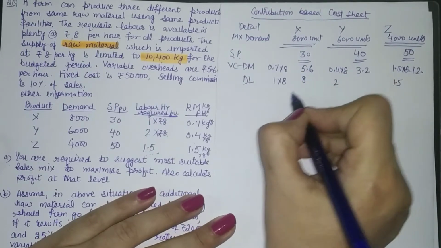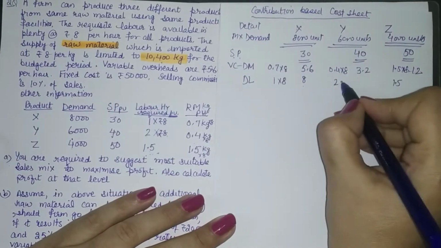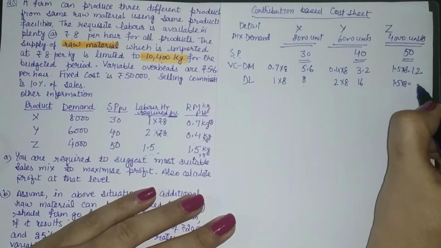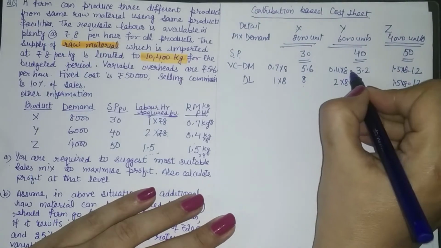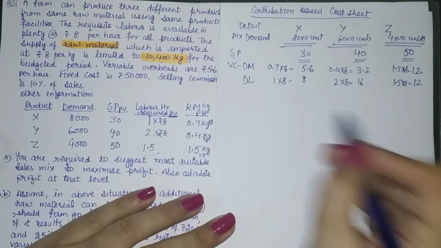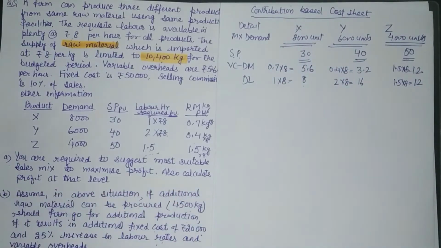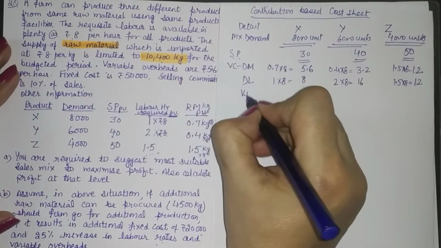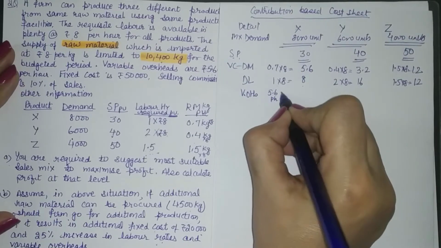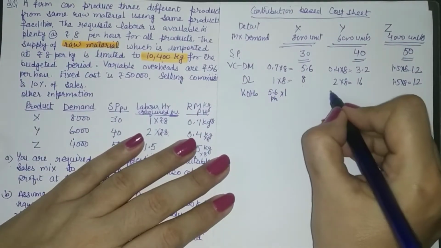So you will be having 8 rupees labor cost here, you will be having 16 rupees labor cost here, and here labor cost is going to be 12 rupees. So this calculation I am saying you can make inner column for this, or you can make it in rough and you just write the amount here. Okay, now you have variable overheads. Variable overheads rate is 5.6 per hour and it utilizes 1 hour.